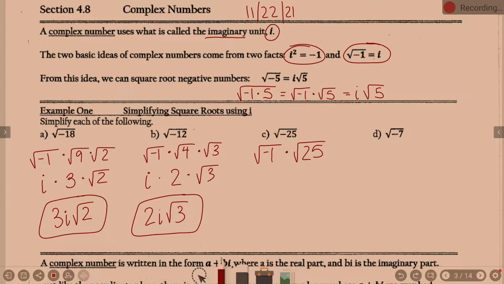What's the square root of negative 1? i. What's the square root of 25? 5. What's i times 5, do you think? 5i. 5i is what I would write. Last one. Square root of negative 7.